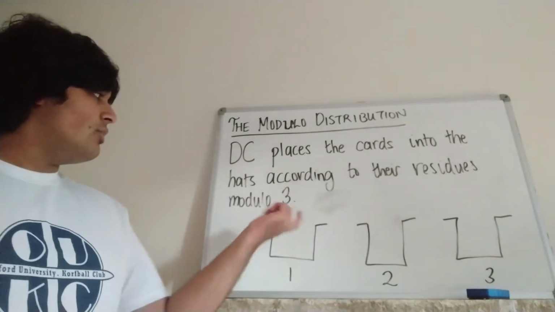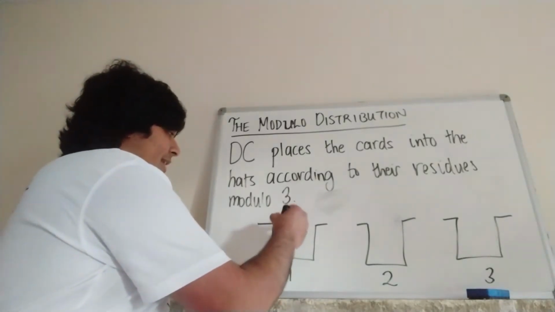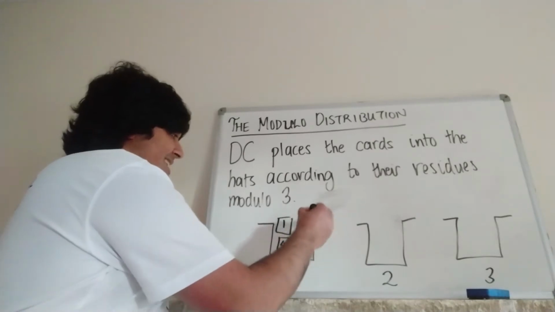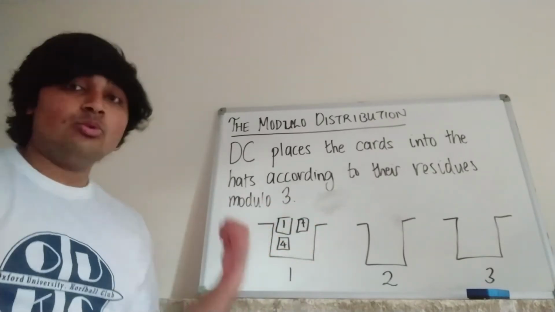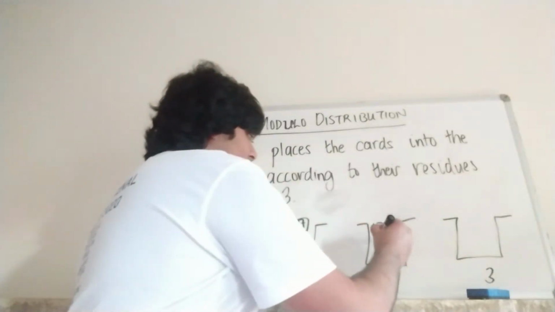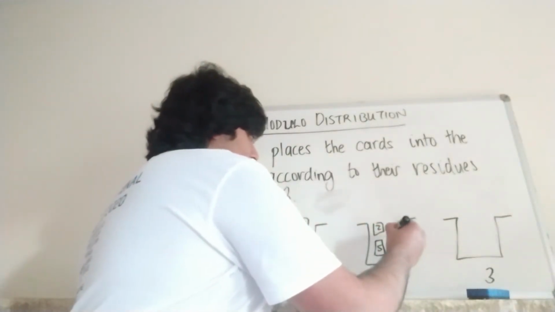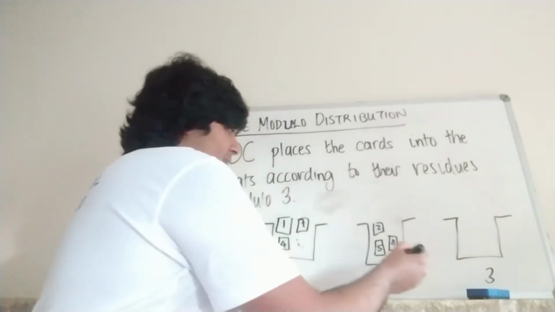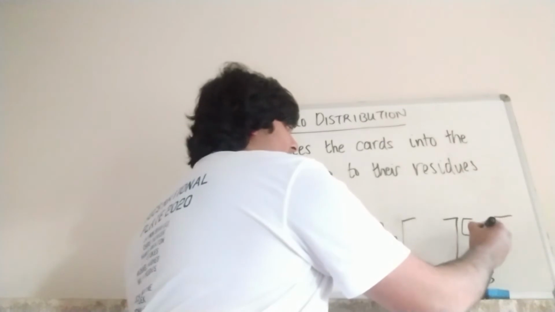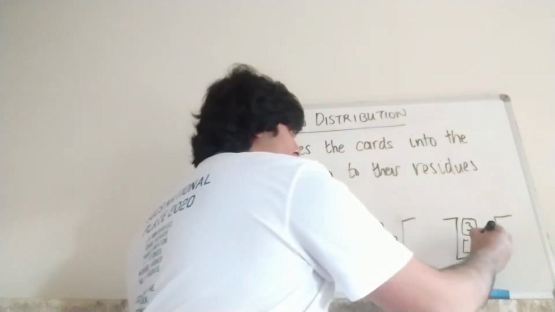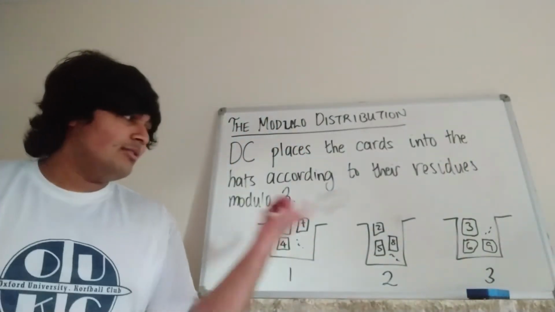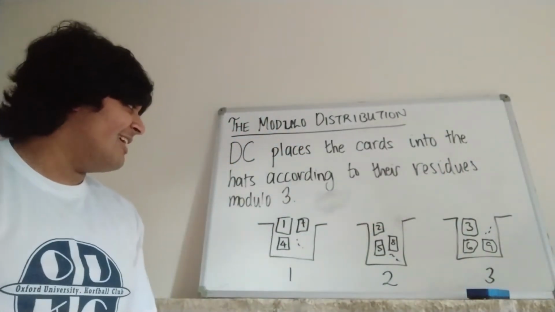we're going to put card 1 in here, for example, card 4 in here, card 7 in here, because those are all congruent to 1 mod 3. In this one, we're going to put card 2, card 5, card 8, and so on up to n. And in this one, we're going to put card 3, card 6, so all the multiples of 3, and so on. Basically, all the ones that are the same mod 3, like so.